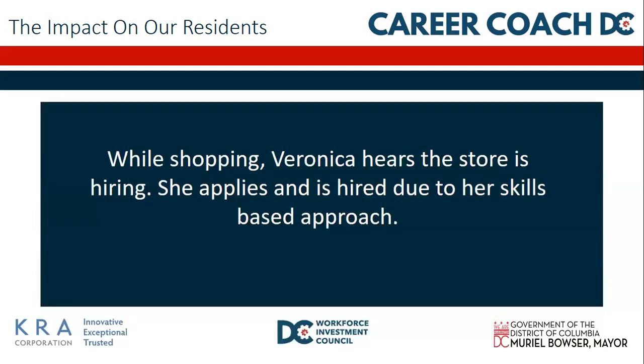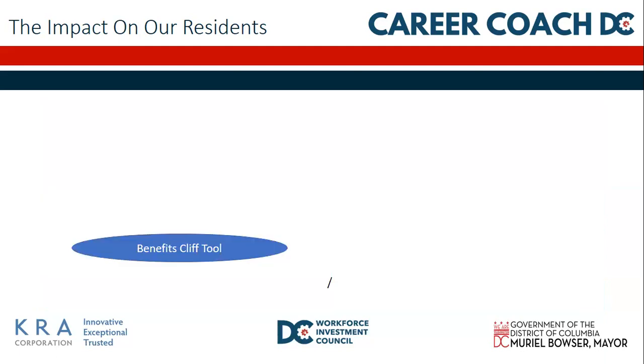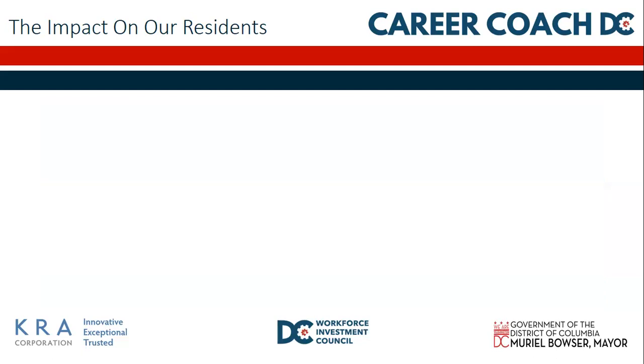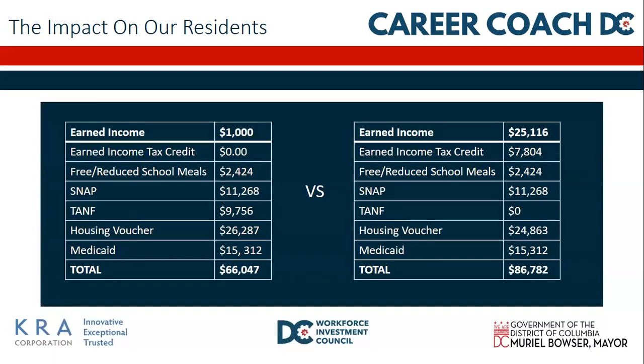While she is out shopping, Veronica hears the store is hiring. She applies and is hired due to her skills-based approach. Now that Veronica is working 30 hours a week, her earned income is over $25,000. As we are comparing the two, you do see that Veronica is actually bringing in more money, but she has lost some of her benefits. The main one being a reduction in her housing.